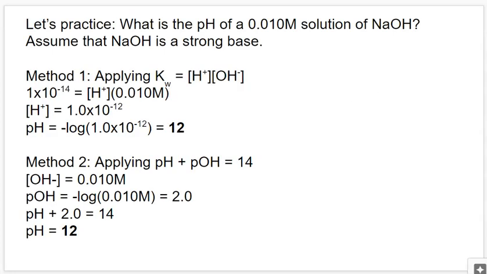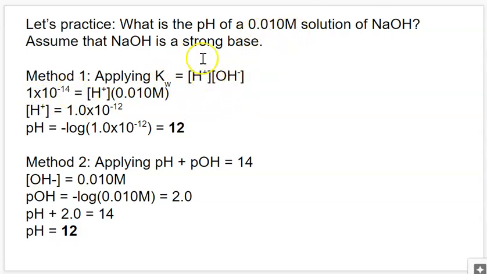Now, based off of the equations that I've shown, there are two clear ways to do this. The first method would be to apply the Kw equilibrium expression. So since we know that Kw is equal to 1 times 10 to the negative 14, we can plug in the hydroxide ion concentration of 0.01.